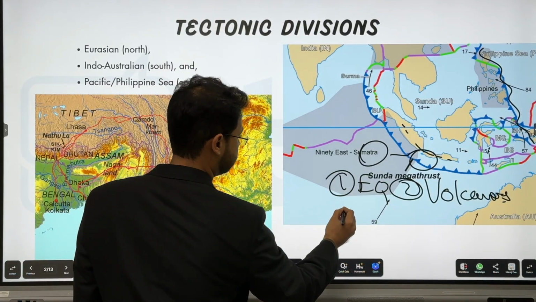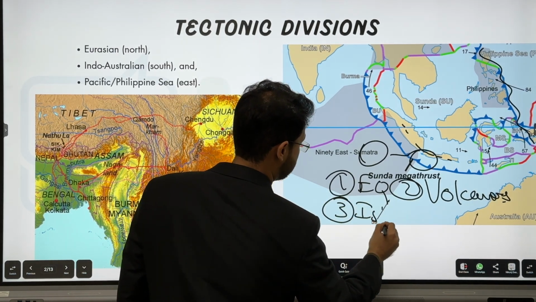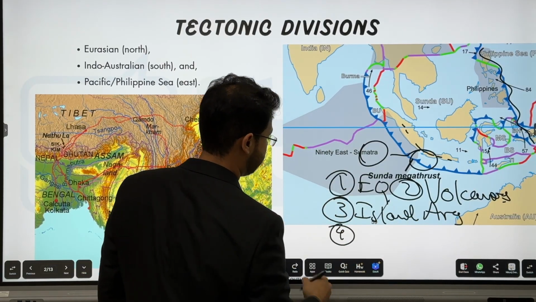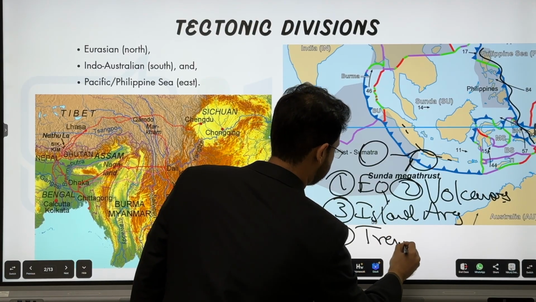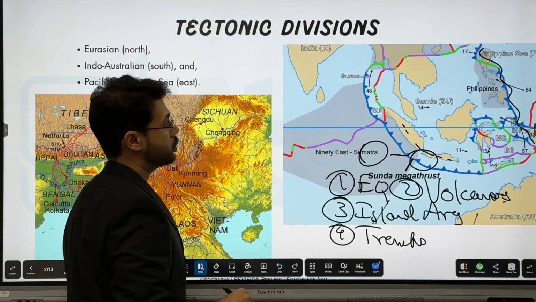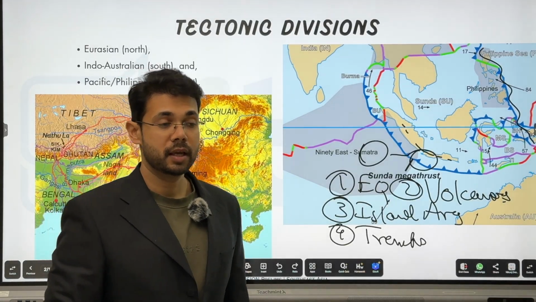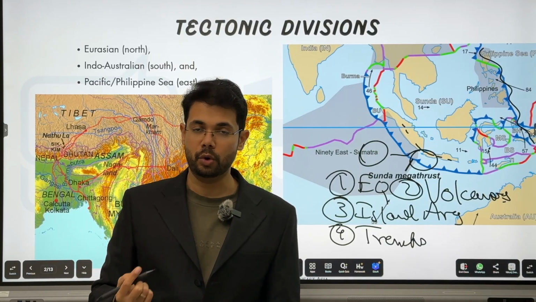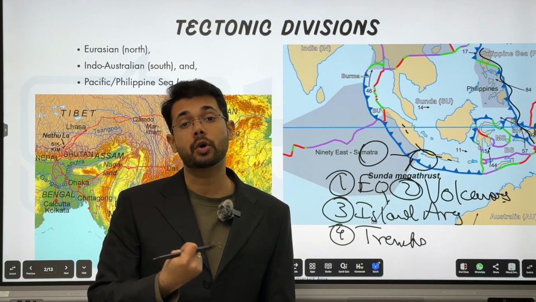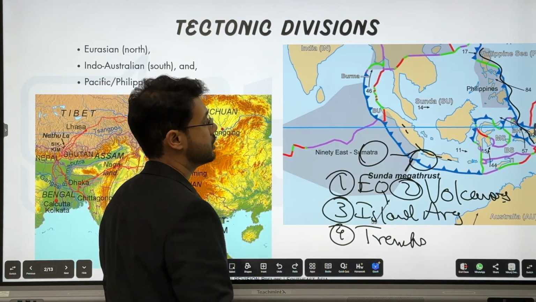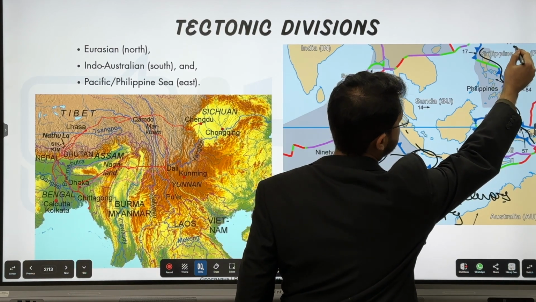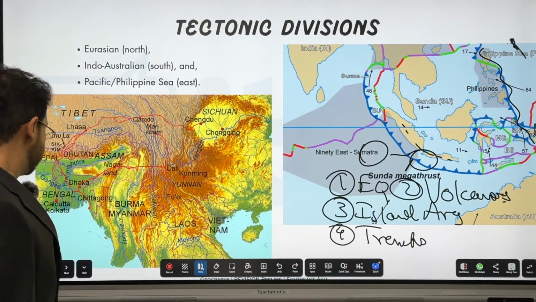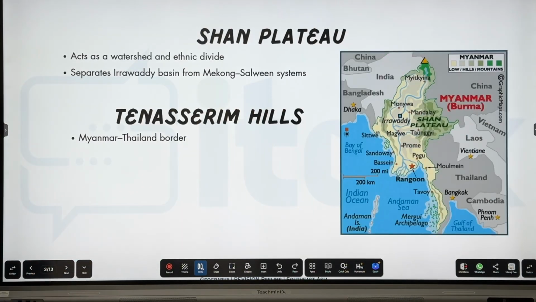Third, we have island arcs, the entire Indonesian arc. And lastly, we have trenches. If you can guess where the Mariana Trench is, you will be surprised. When we think of Mariana Trench and other such deep trenches, we think they will be in the middle of the ocean, but no, they are actually very close to ocean or ocean-continent collisions. Mariana Trench, guys, is somewhere here, where it is very close to the Philippine Sea, the deepest part of the world.